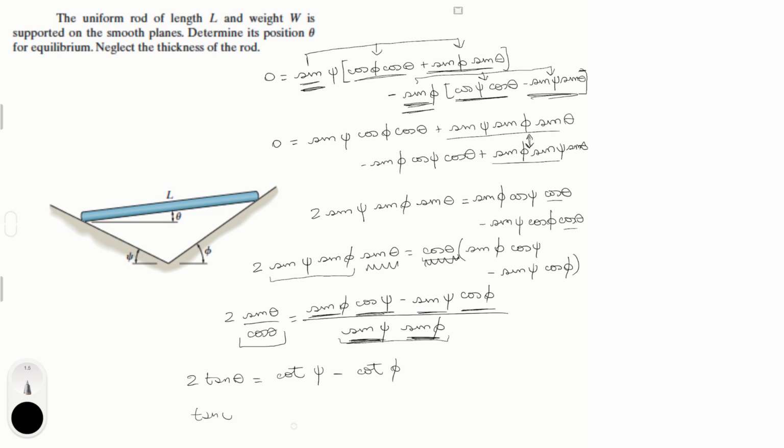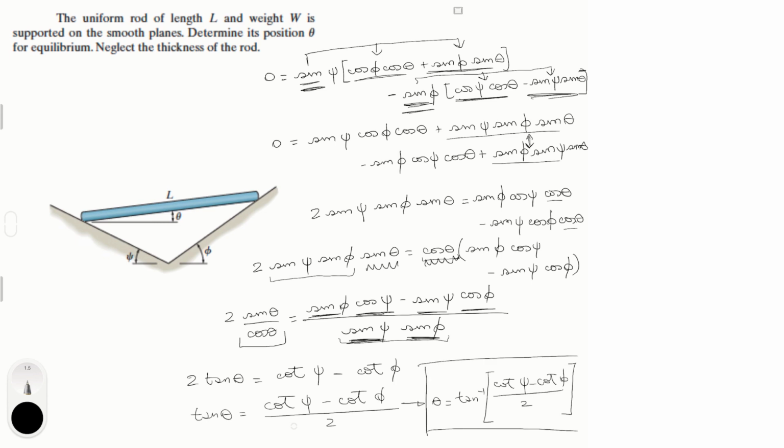So now you can solve for theta. Let's do tangent of theta. Let's not skip the steps. It's equal to cotangent of psi minus cotangent of phi all over 2. And this means that theta is equal to tangent inverse of cotangent of psi minus cotangent of phi all over 2. Final answer. Now you have theta in terms of psi and phi.